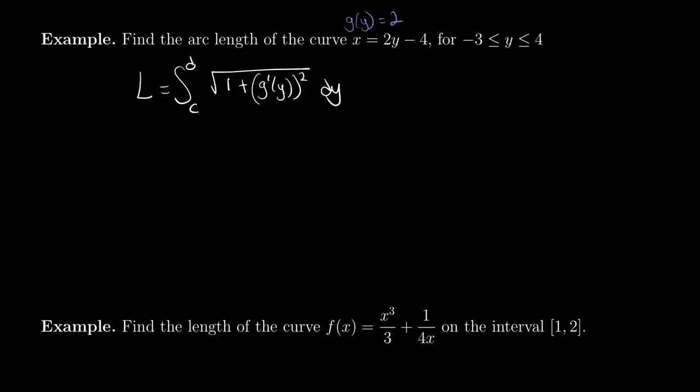It's not a function in this case, but it is an expression. You can think of it as g of y is equal to 2y minus 4. It's a function of y, I guess, right? And that would mean that g prime of y in this case is just 2.